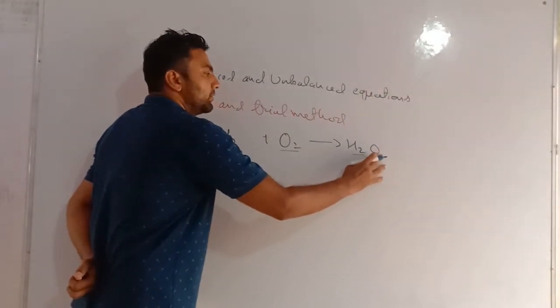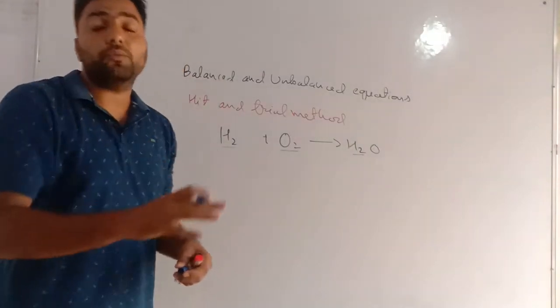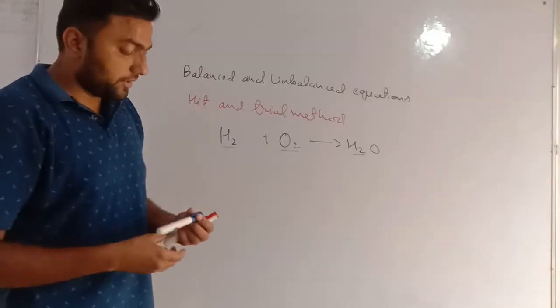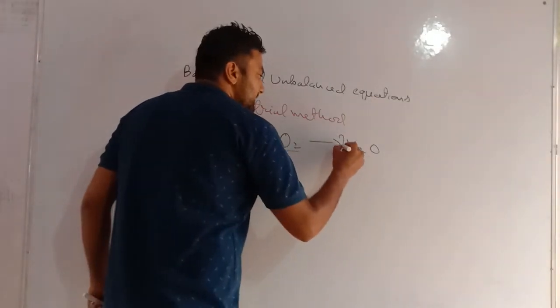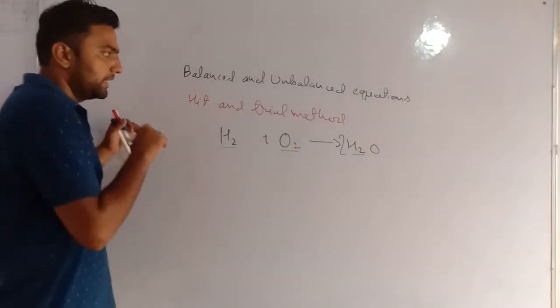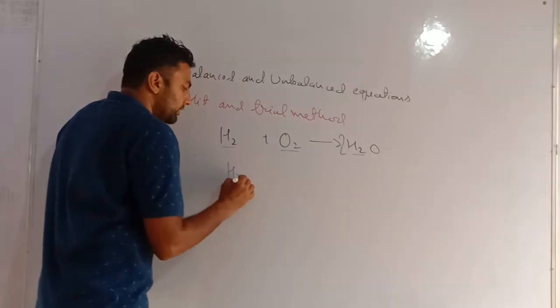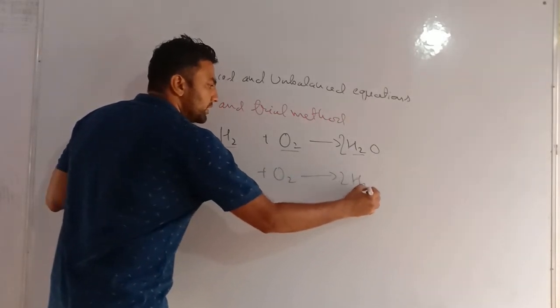Wrong method. Why? If I write two here, it will change the formula of water. I cannot change the formula of water. Instead, I will put two in front, meaning I will just change the number of molecules of water, not the molecular formula of water. Okay, now I have H2 plus O2 giving me 2H2O.